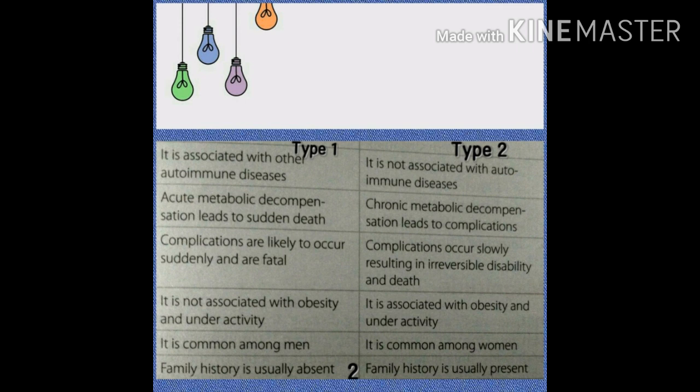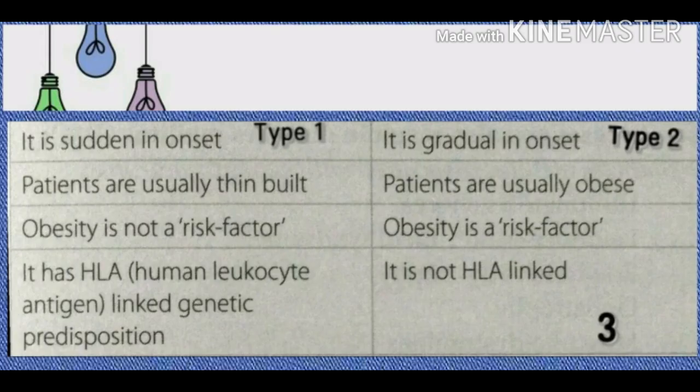And the next one: genetic history is not found in type 1 diabetes, and in type 2 diabetes genetic history can be found. Okay, in the next slide we are seeing that type 1 diabetes has a sudden onset and type 2 diabetes has a gradual onset, because of their different causes.